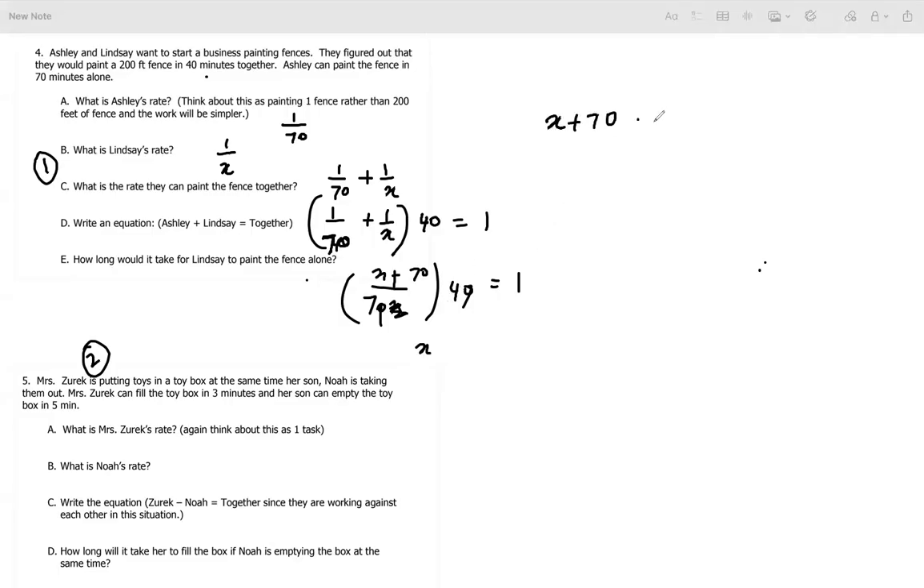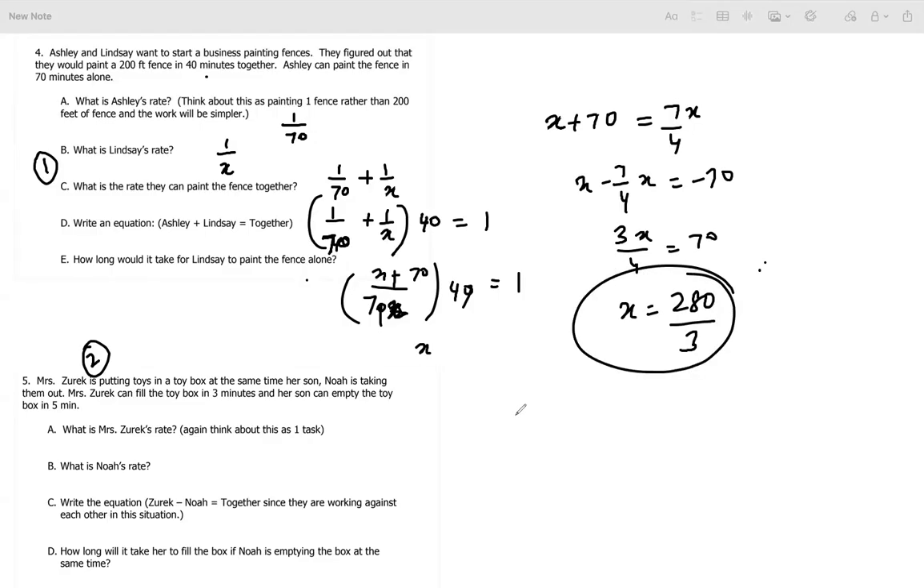So x plus 70 will be equal to 7 by 4, right? By 70x. So that would be equal to 7x by 4, and then x minus 7 by 4x will be equal to minus 70. 3x by 4 will be equal to 70, right? x will be equal to 280 by 3. Did you get it? X is 280 by 3. That is the number of hours she takes. Her rate is 3 by 280. Got it?